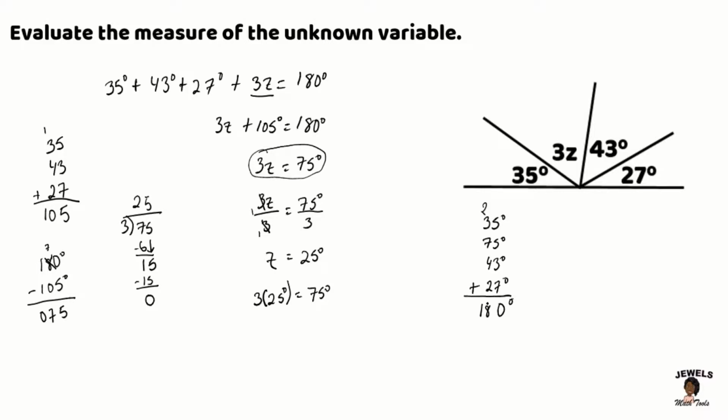So we found that when we replace our 3z with 75 degrees, all of our angles do sum to 180 degrees. So this tells us that the answer we got for z, which is 25 degrees, is indeed correct.